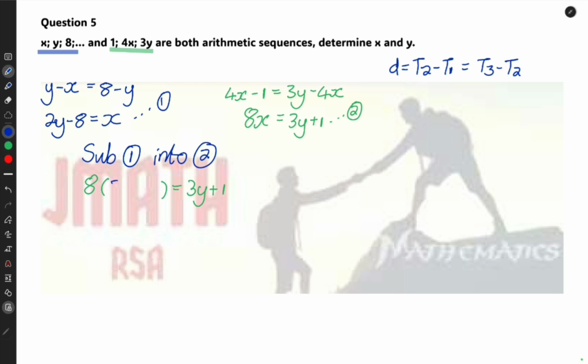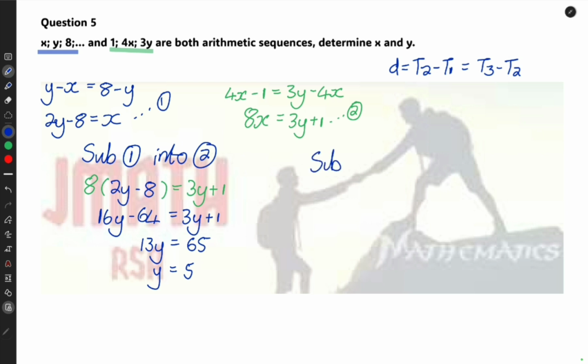So equation 1, my blue equation, I can just put in there. And now I can solve for y. So 16y minus 64 equals 3y plus 1. 16 minus 3 gives me 13y is equal to 65. If I divide both by 13, I'll get 5. y is equal to 5. The question was to determine x and y. So now I'm just going to sub y into, you can choose any of your equations. I'm just going to go for 1. And I'm going to sub in the y. 2 times 5 minus 8 equals x. So 10 minus 8 is 2.